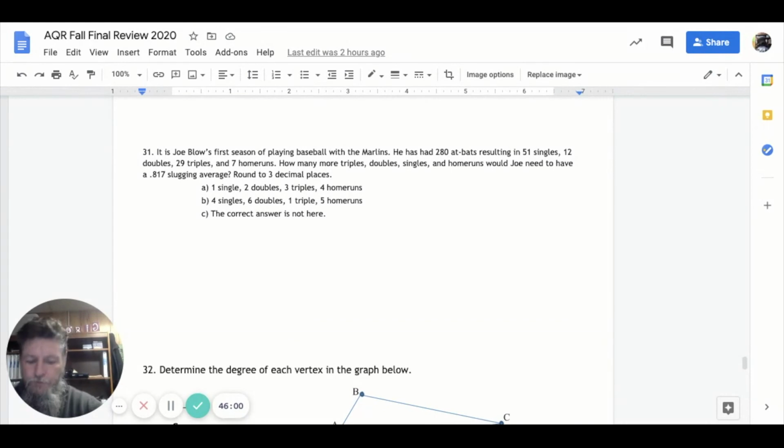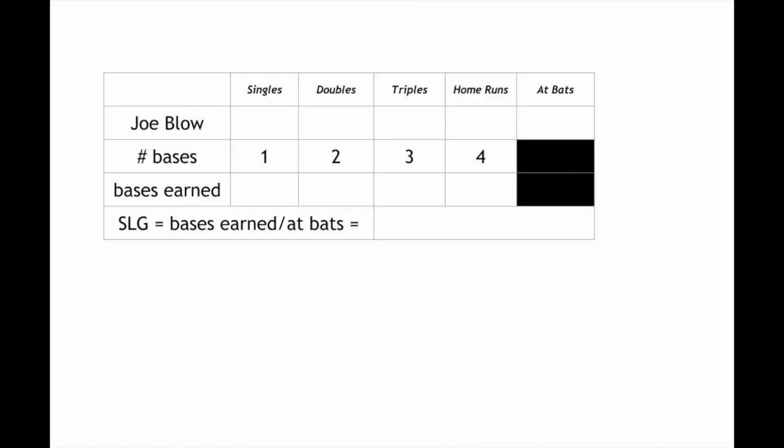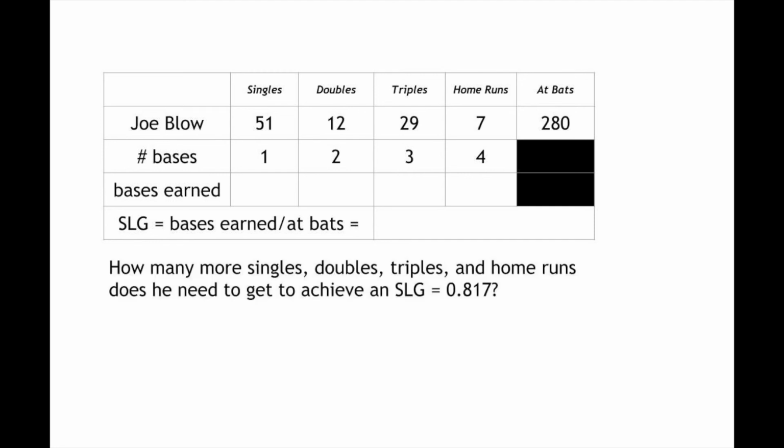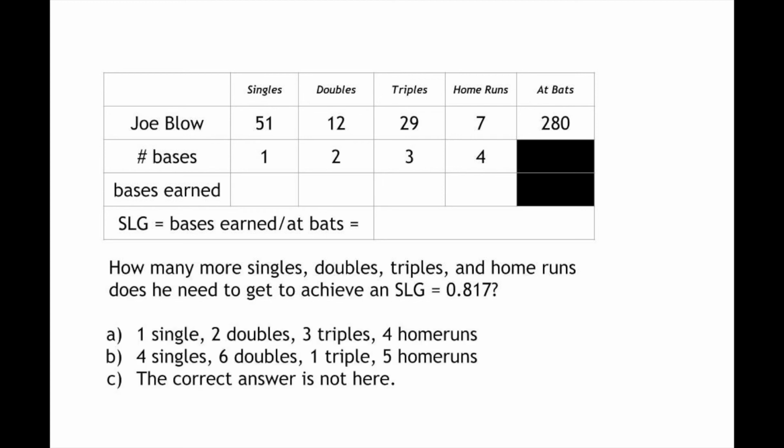31. It's Joe Blow's first season playing with the Marlins. He has 280 at-bats, 51 singles, 12 doubles, 29 triples, and 7 home runs. How many more triples, doubles, singles, and home runs would Joe need to have an 817? Round to 3 decimal places. Here's the thing. You have an option for 1 single, 2 doubles, 3 triples, 4 home runs, 4 singles, 6 doubles, 1 triple, or 5 home runs, or the correct answer is not here.